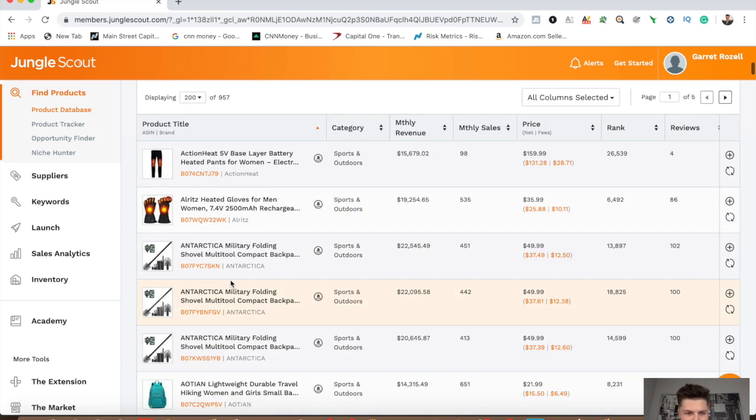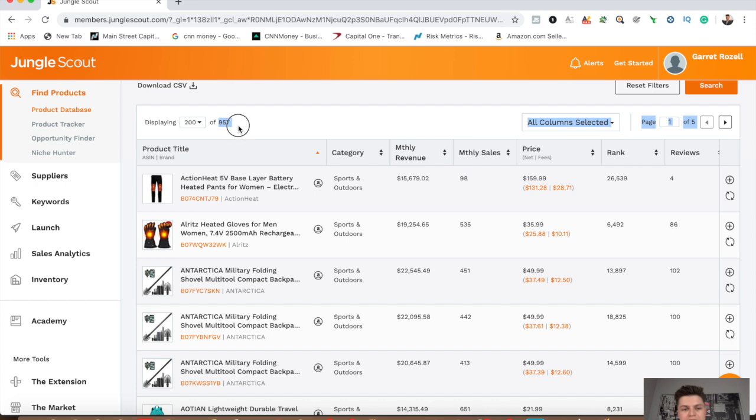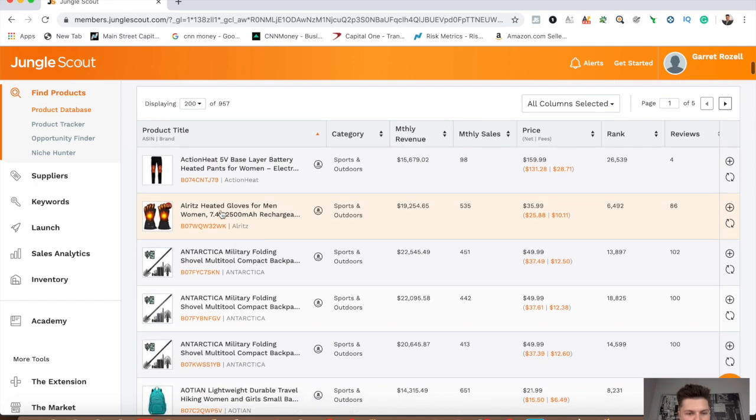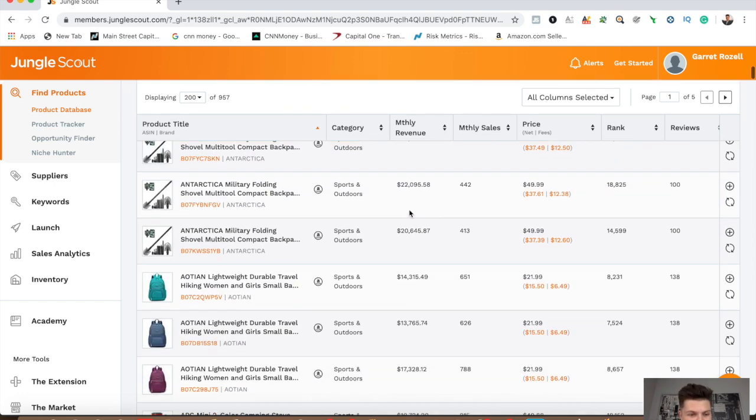So as you can see, we're only displaying 957 products. That's a lot less than probably the tens of thousands of products that would show up on a normal search. So we're narrowing it down extremely well, finding those really niche products that are very highly successful. So what are we seeing? A military folding shovel, 13,000 rank, 102 reviews, doing 22,000 a month. We have some type of heated gloves for men, rechargeable heating gloves, 86 reviews, doing $20,000.